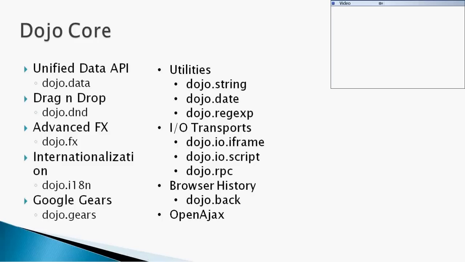Okay, so let's talk about Dojo core. Here we don't go deep into any of these things. These are the extra things which are available inside the Dojo core. One is the data API, which is very handy when you deal with data sources.